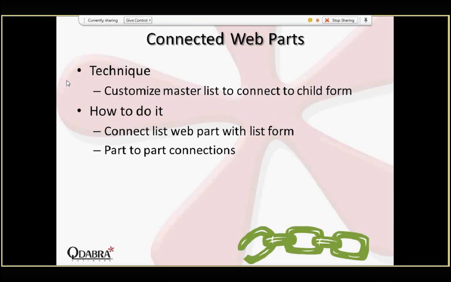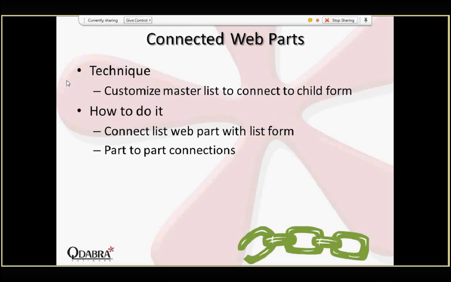And the way to do this is you have a list web part, and you have to connect it to an InfoPath form web part or a list form. You do this using web parts and part-to-part connections. This is a great example of a codeless technique. There's absolutely no code involved to write this. It took me maybe 20 minutes, half an hour to set up, so it certainly does not take very long.